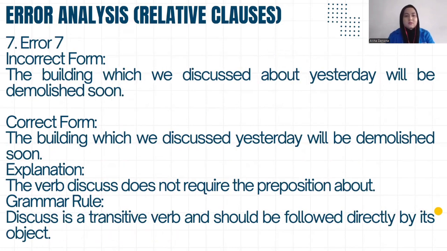Number 7 is the incorrect form: "the building which we discussed about yesterday will be demolished soon." The correct form: "the building which we discussed yesterday will be demolished soon," because the verb discuss does not require the preposition about. The grammar rule is: discuss is a transitive verb and should be followed directly by its object.